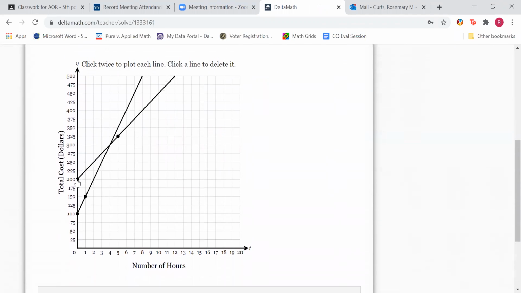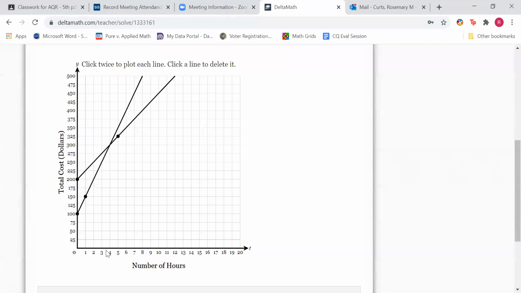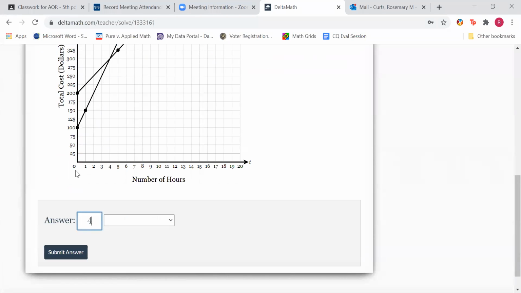So for them to have the same cost, right? Here they have different costs. Here they have different costs. Here they have different costs. They're the same wherever they meet. So this is where they meet, at $300. You get the same amount of work from both of them if you pay $300. And how many hours of work is that? 4. So determine the number of hours that would make them cost the same. Well, if you got 4 hours of work, either one would cost $300. So the answer is 4 hours.